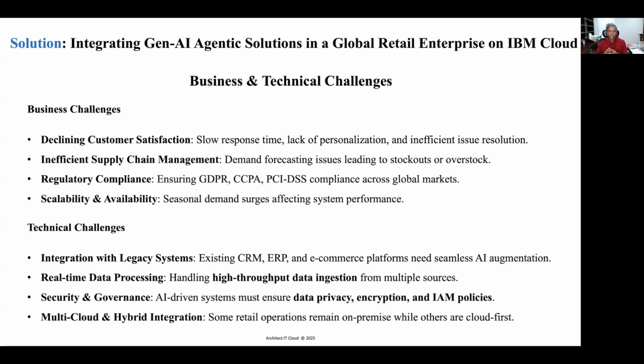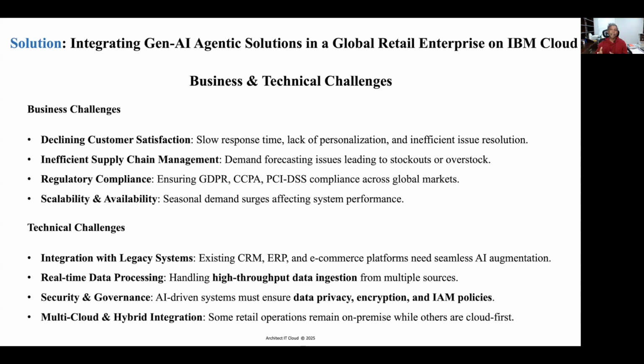The third business challenge is regulatory compliance. Since this is a retail company doing business across the globe, they must adhere to compliances such as GDPR, CCPA, and PCI DSS across the global markets. And when you adopt generative AI technology, you must take care of all these compliances for your organization. The fourth business challenge is scalability and availability. Since your retail company is across the globe and you may get into a lot of demand and supply issues, you must have solid system performance to serve your customers properly.